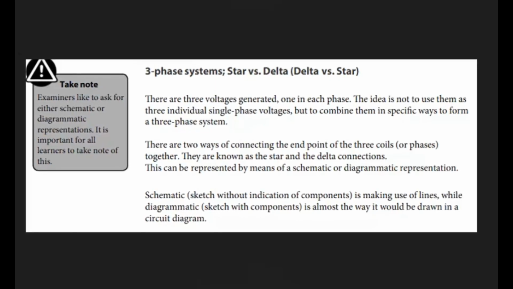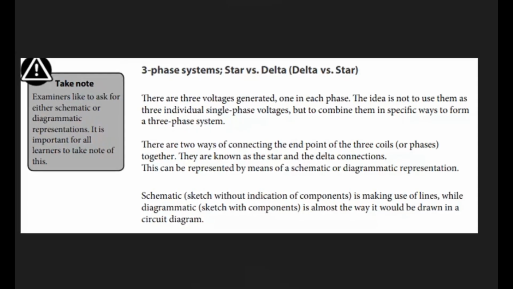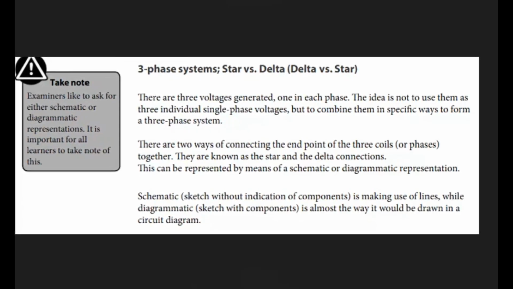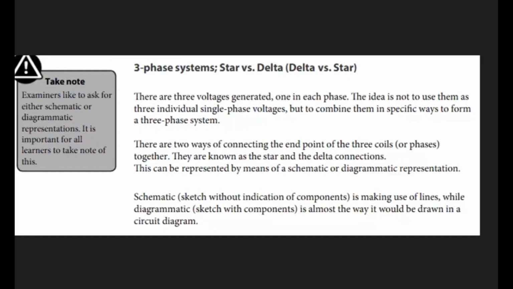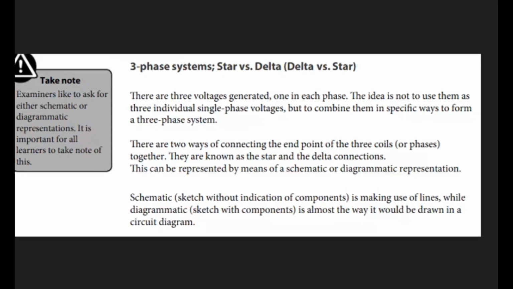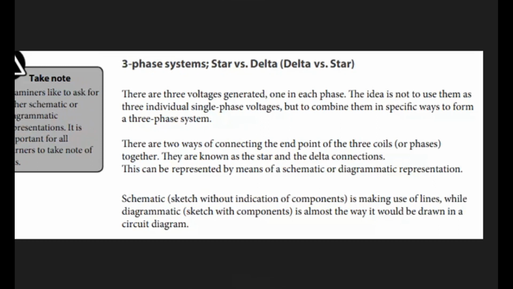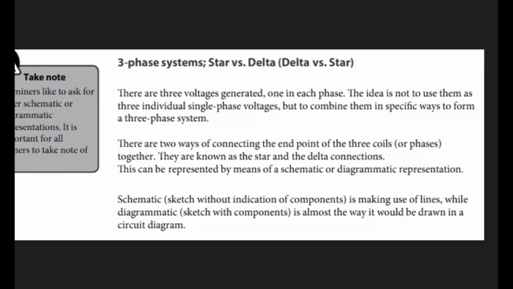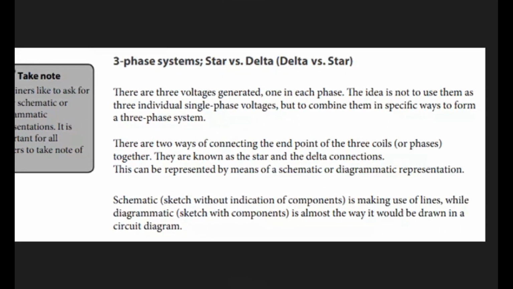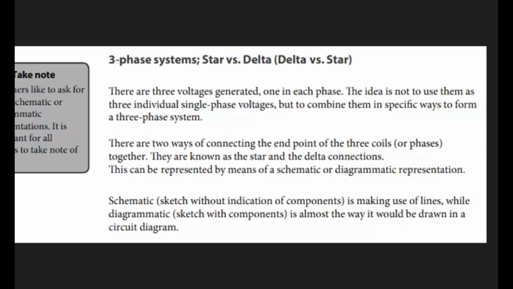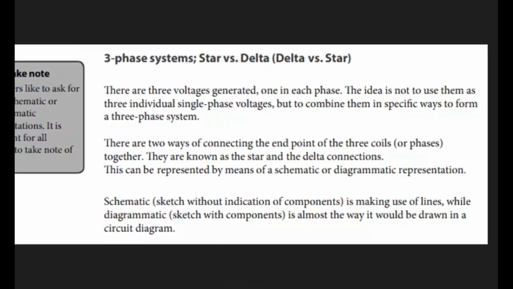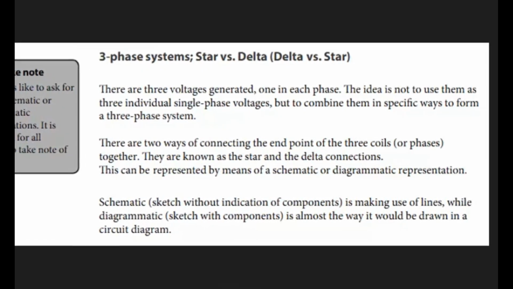Three-phase systems, star versus delta. There are three voltages generated, one in each phase. The idea is not to use them as three individual single-phase voltages, but rather to combine them in specific ways to form a three-phase system. There are two ways of connecting the endpoints of the three coils together. They are known as the star and the delta connections.